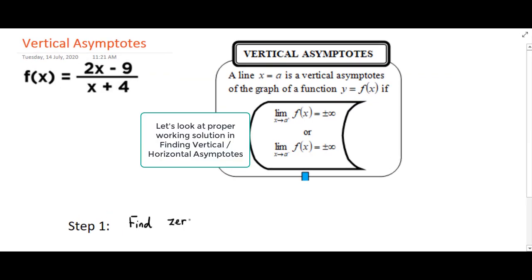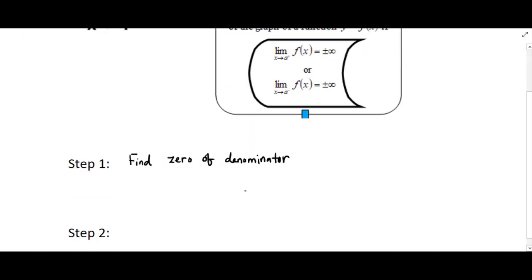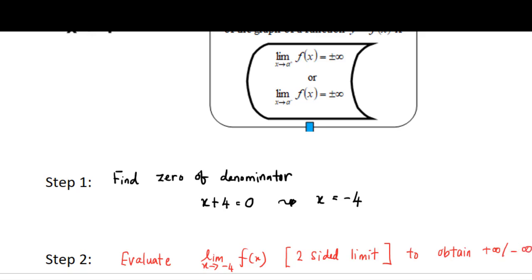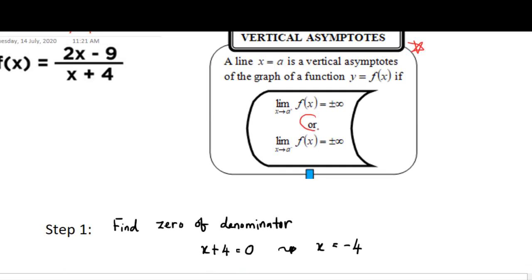Step 1, we need to find the zero of the denominator. So based on this question, x plus 4 equals 0, so we get that x is equal to -4. After we get the zero of the denominator, we need to evaluate the two-sided limits. This is to determine whether we can obtain the infinite limit based on the definition of vertical asymptote.